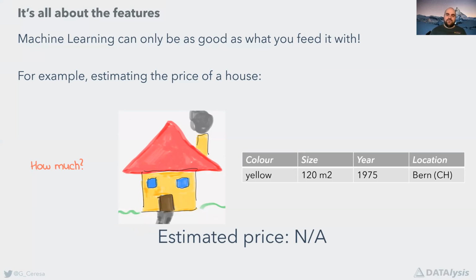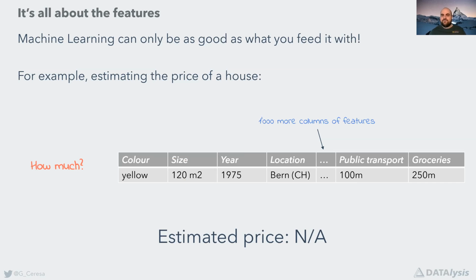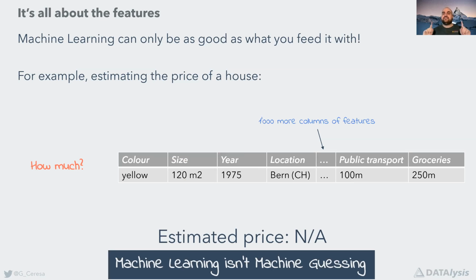Okay, it's not only yellow, it's also 120 square meters. It was built 45 years ago. It's located in Bern, in Switzerland. How much? No idea. Okay, Francesco keeps telling me a bunch of attributes. He keeps describing this house in detail. He gives me 1,000 features describing this little house. How much? No idea. Machine learning is not machine guessing. The machine will not guess a price for your house.